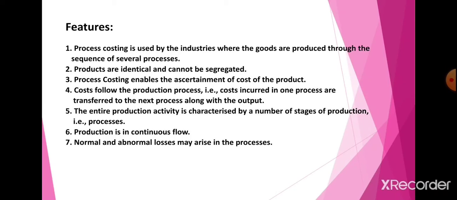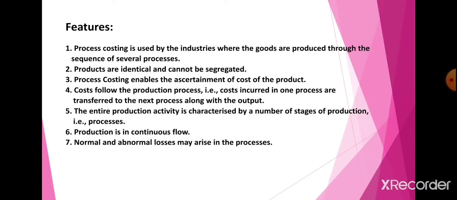Fifth is the entire production activity is characterized by a number of stages of production, that is processes. Production is carried on in different stages, which are also called processes, having a continuous flow. Each process includes a number of operations. The boundaries of the process are determined by similarity of work performed, supervision, and physical location of men and machines in the plant.